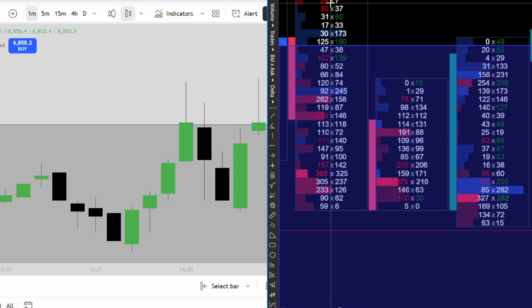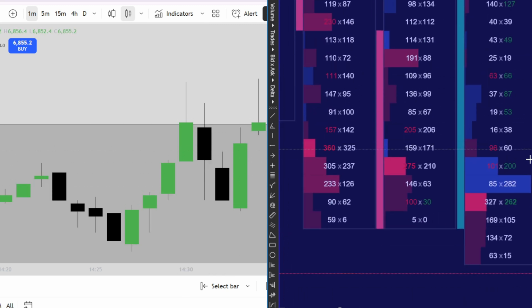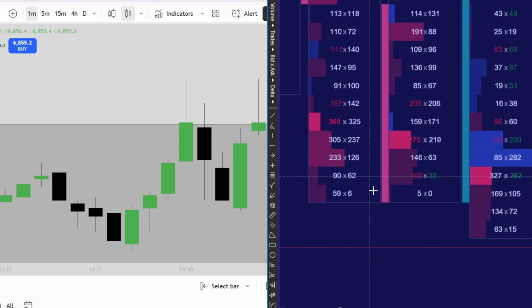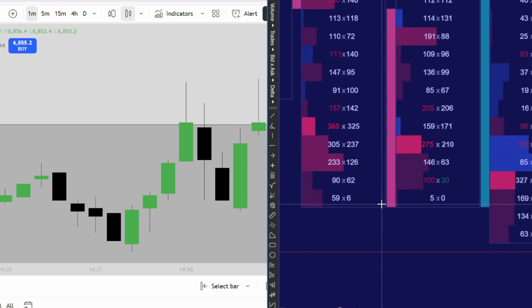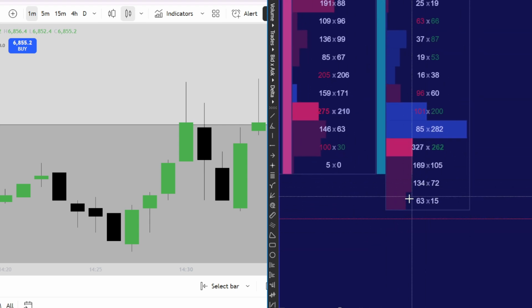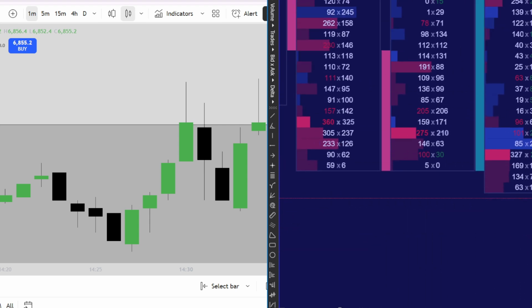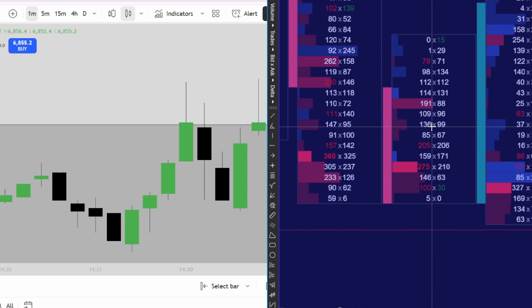Now here, what we can see is the candle at 9:31. This is this candle here, right? So we see a body. But what's interesting here is we see a lot of aggressive sellers. Specifically, we're looking at, let's just say, 233 for 126, 90 for 62, 59 for 0, 5 for 0, 63 for 15. So if you look at these two candles, we see a lot of heavy aggressive selling.